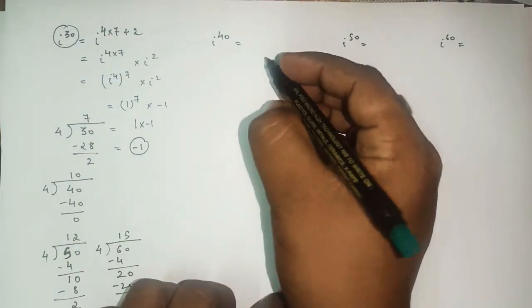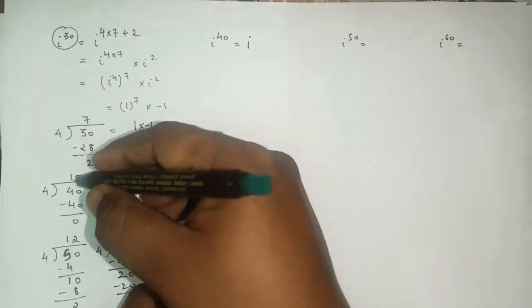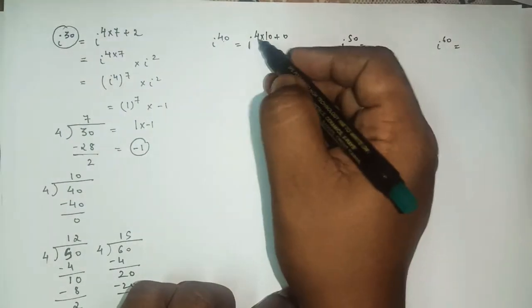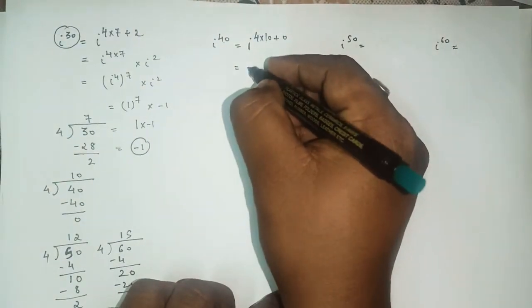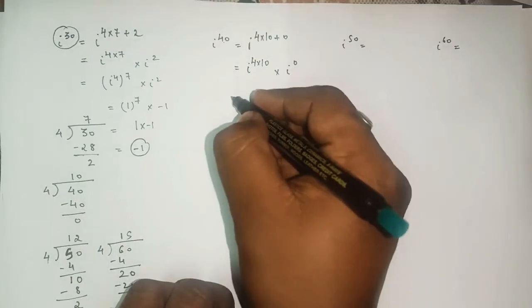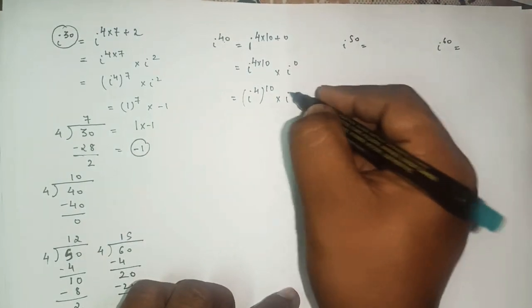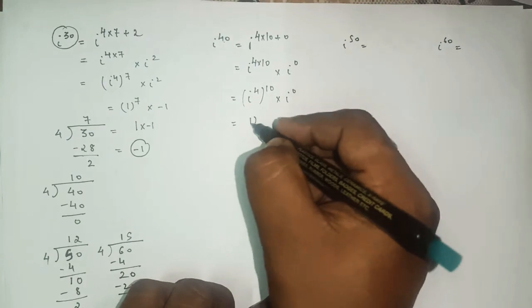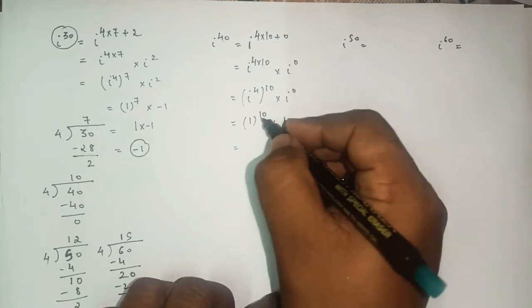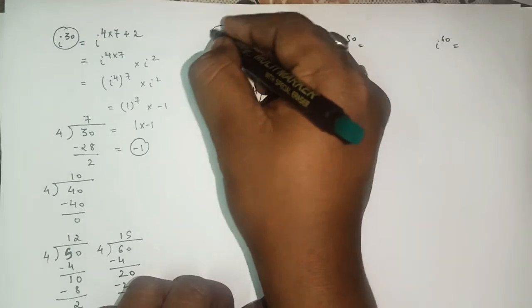So now we'll see for i raised to 40. So this i raised to 40, we can break this 40 as 4 into 10 plus 0. Dividend equal to divisor into quotient plus remainder. So further this can be written as i raised to 4 into 10 into i raised to 0. This can be written as i raised to 4 the whole raised to 10 into i raised to 0. So i raised to 4 is what, 1 raised to 10, and any number raised to 0 is what, 1. So 1 raised to 10 is 1. 1 into 1 is what, 1. So here we got the second answer for i raised to 40.